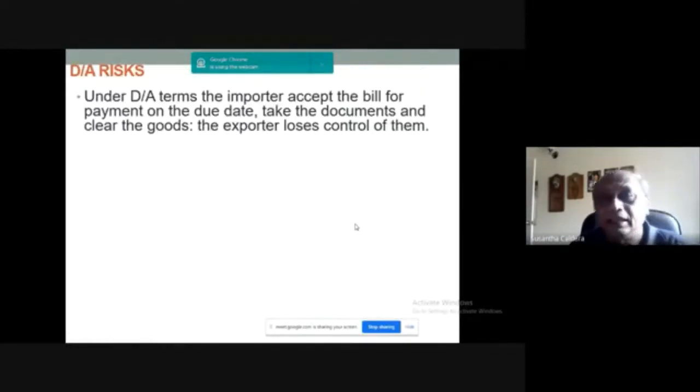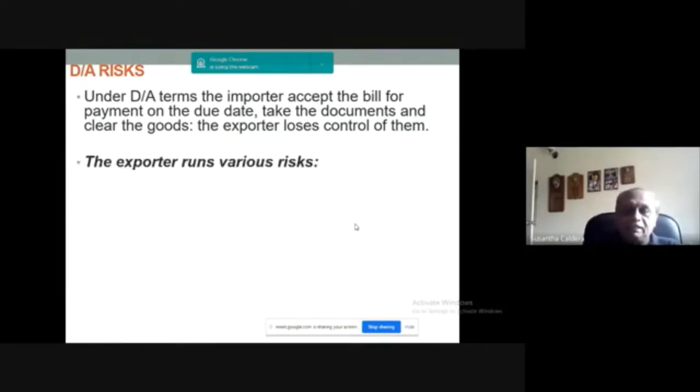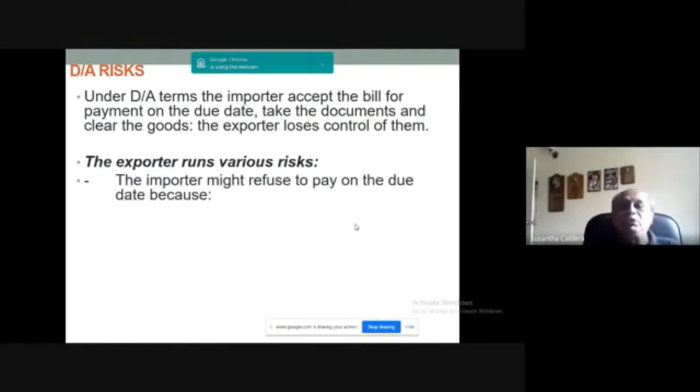DA risk. Under DA terms, the importer accepts the bill of exchange to pay on the due date, and takes the documents and clears the goods. After that, the exporter loses control of them. And what are the risks? More than DP, we have a lot of risk involved in DA. One is the importer might refuse to pay on the due date.